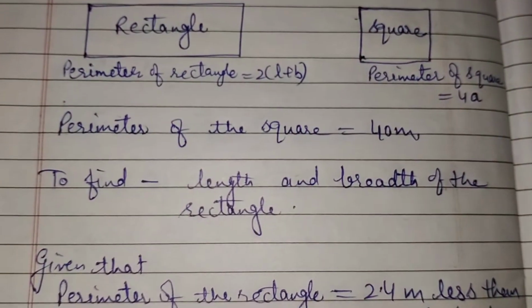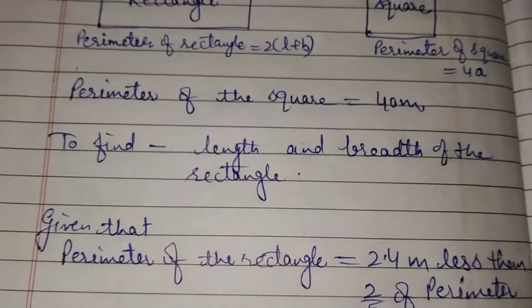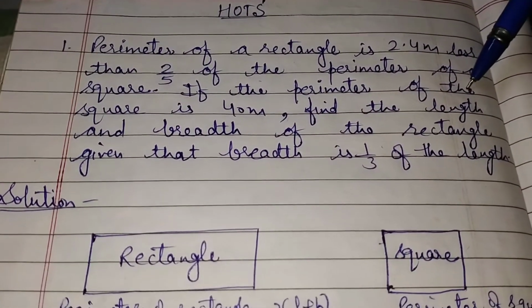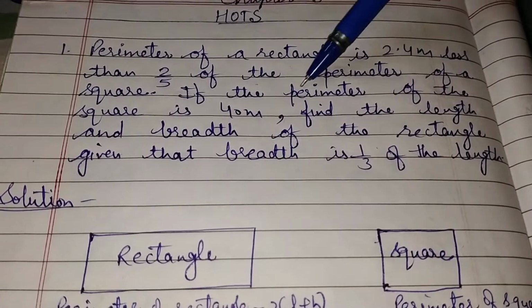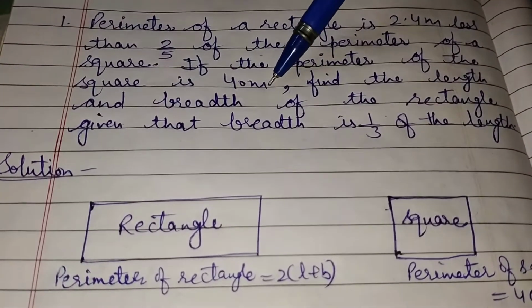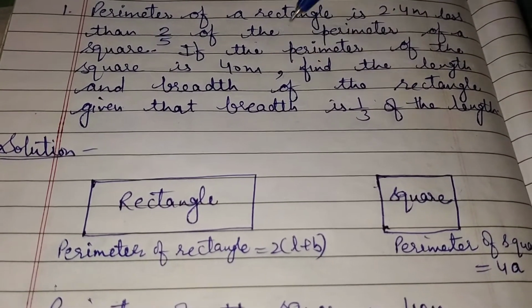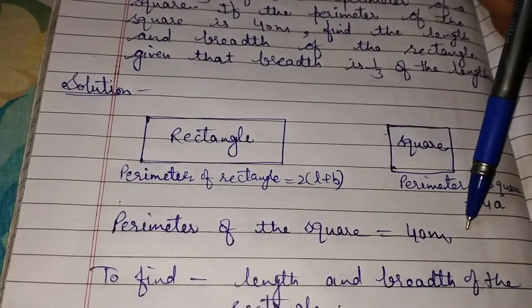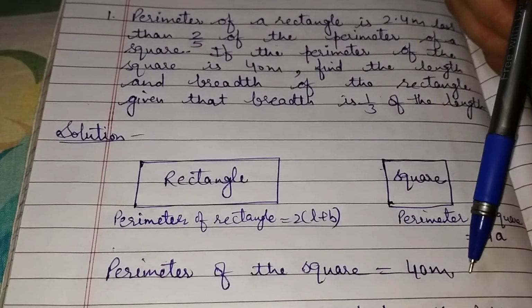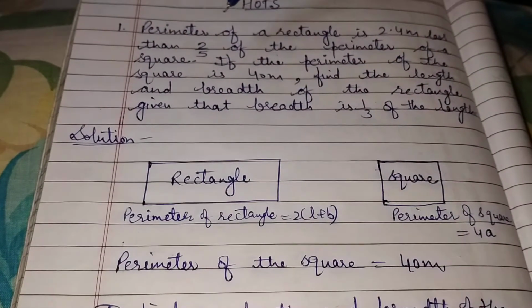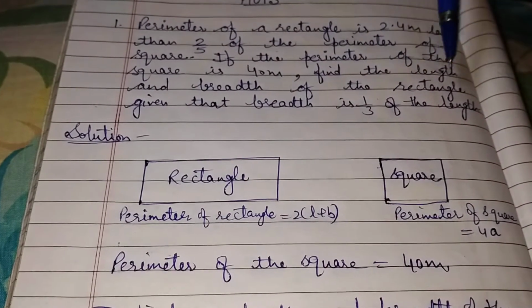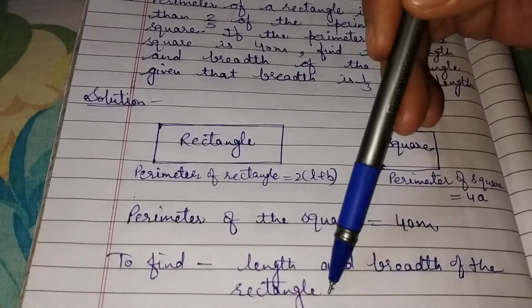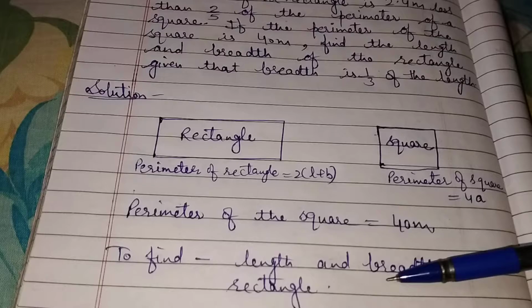Clear? Now in the question it is given that the perimeter of the square is 40 meter. Firstly we will write this: perimeter of the square is 40 meter. It is given to us, and we have to find the length and breadth of the rectangle.